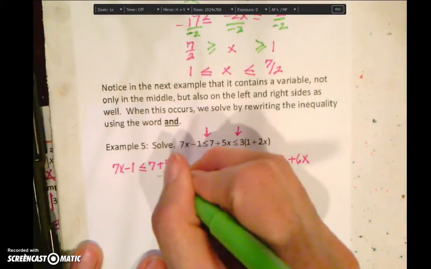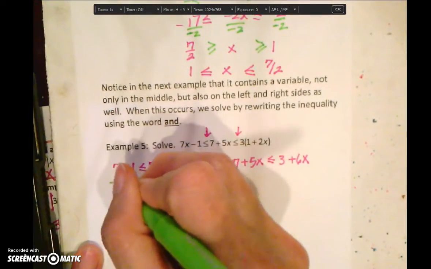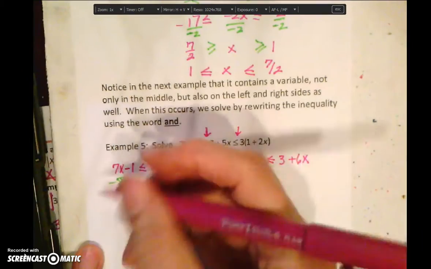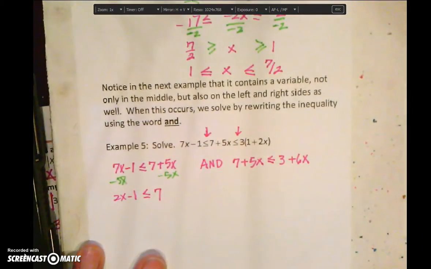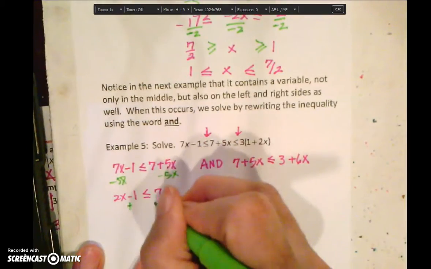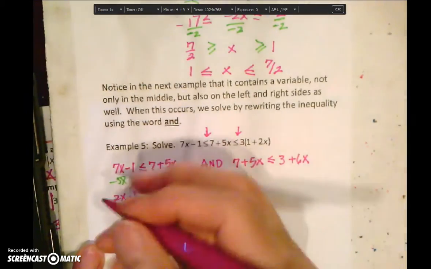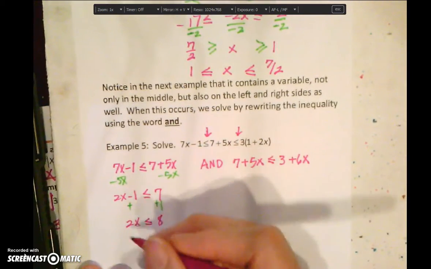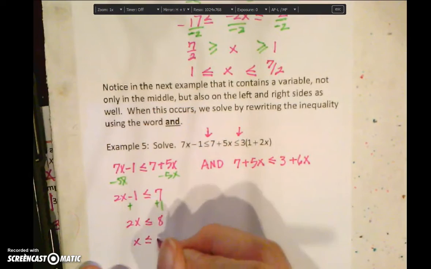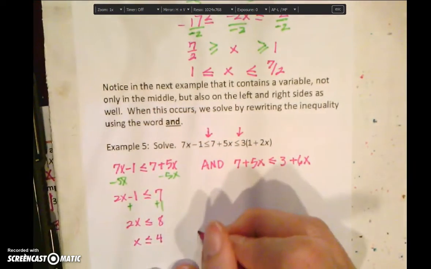All right, so then just go about solving these. So I'm going to subtract my 5x from both sides, and I'm going to get 2x - 1 is less than or equal to 7. Then add your 1 to both sides and get 2x is less than or equal to 8. Divide by 2, and you get that x is less than or equal to 4.